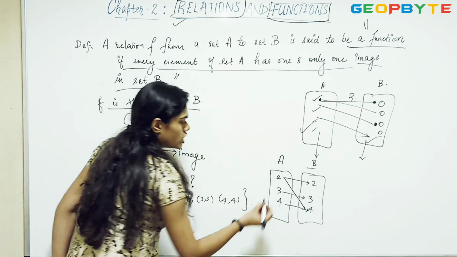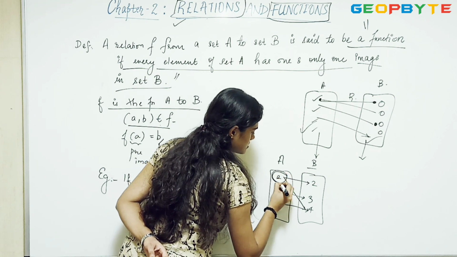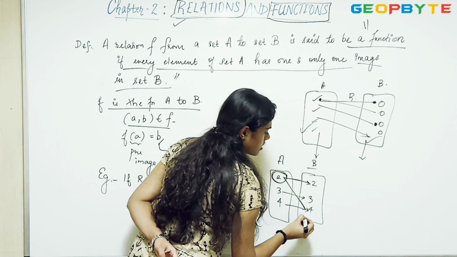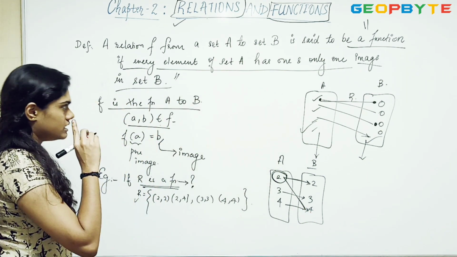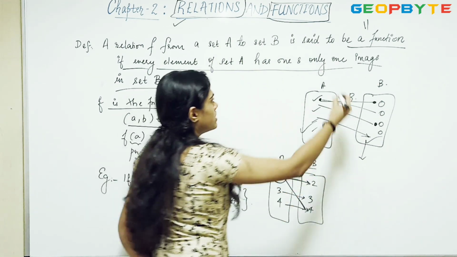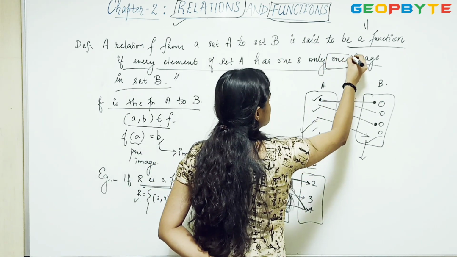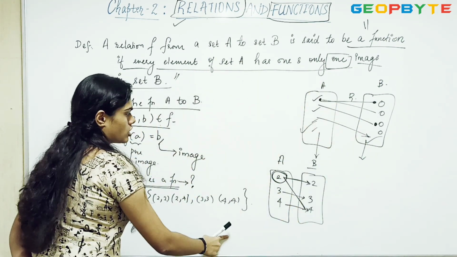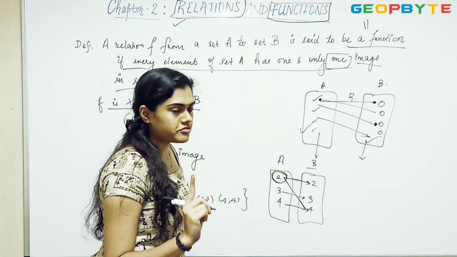But you can see that 2 has two images. See, 2 is related to this 2 and 2 is related to this 4. So, it has two relations in the set B, which does not satisfy this condition, that is one and only one image. So, this is not a function.